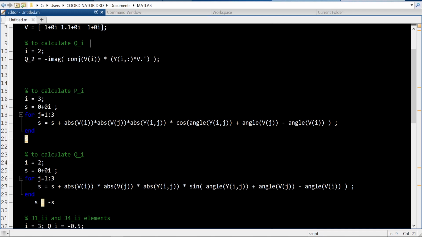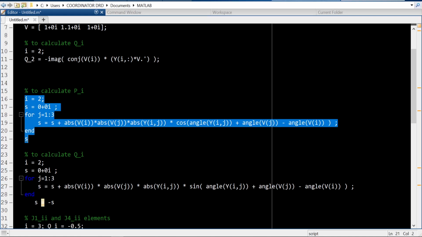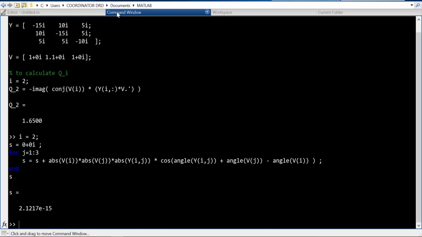Now what are i and j here? j is running from 1 to 3, but I can fix i. Where I actually want to calculate P2, meaning bus 2, I am putting i equals 2, and j is running 1 to 3. So I'll get P2 at the end. If I run this, I'll get P2.